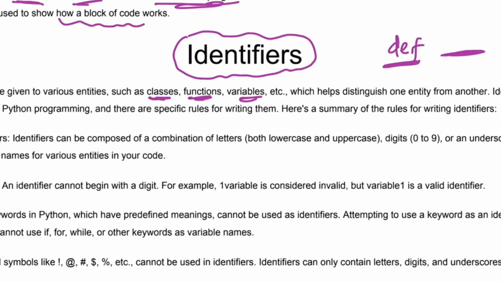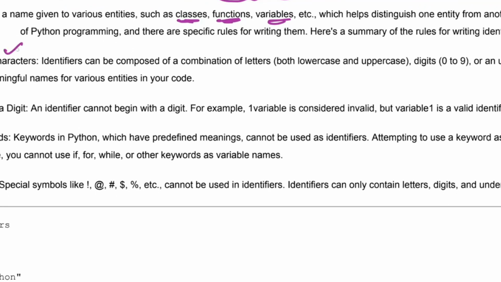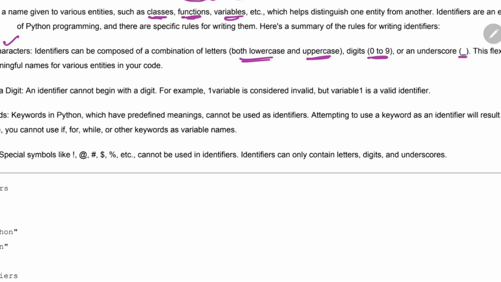And there are certain rules for writing these identifiers. Rule 1: you can use a combination of characters, both lowercase and uppercase, digits from 0 to 9, and the underscore. So uppercase A to Z, lowercase a to z, digits from 0 to 9, and underscore.